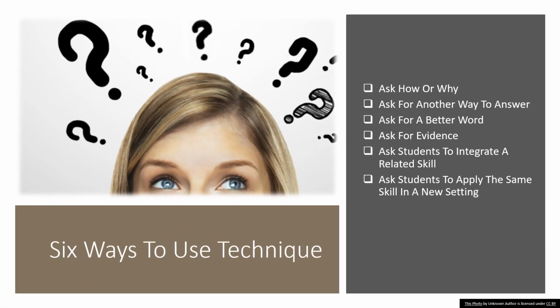There's 6 ways to use this technique. You can ask the student how or why to have them expand on their answer. You can ask them for another way to answer that. You can ask for a better word. You can ask for evidence, proof of their answer. You can have students integrate a related skill, or you can ask students to apply the same skill to a new setting.